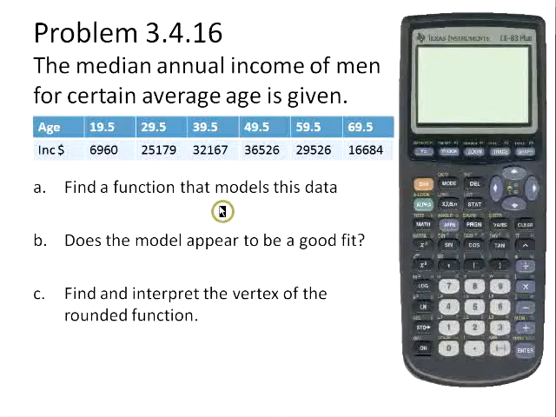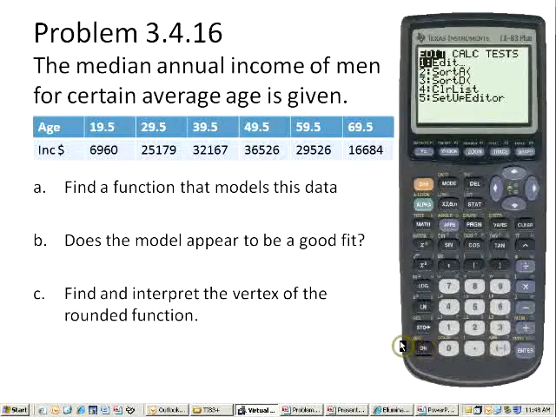We want to find the quadratic function that models the annual income as a function of the average age. Then we want to answer the question, does the model appear to be a good fit? And finally, find and interpret the vertex of the graph of this function. To begin, to find the model, the first thing we're going to have to do is put the data into the calculator.